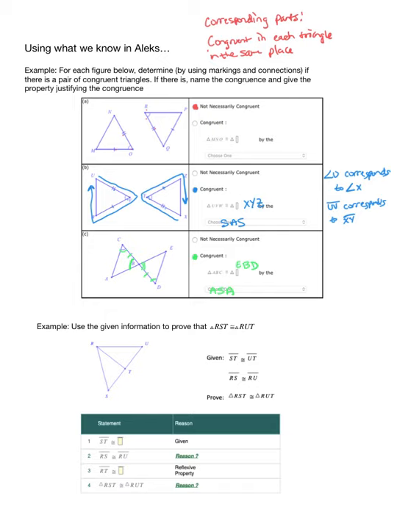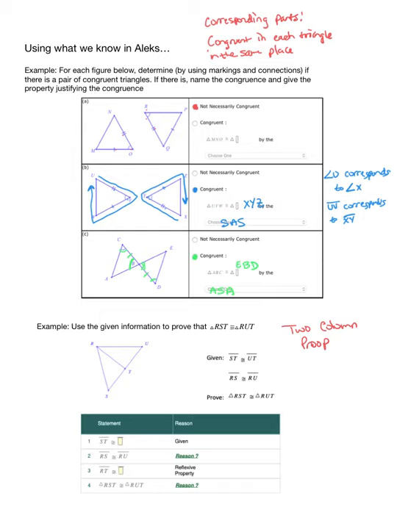When you start a geometry proof, we call this a 2-column proof, everybody's favorite. Just ask any math teacher. 2-column proof. You have your statement side on the left, which is, I'm saying these 2 things are congruent. The reason on the right is your legitimate mathematical reason. You'll never see, because I said so. That's not a legitimate reason.